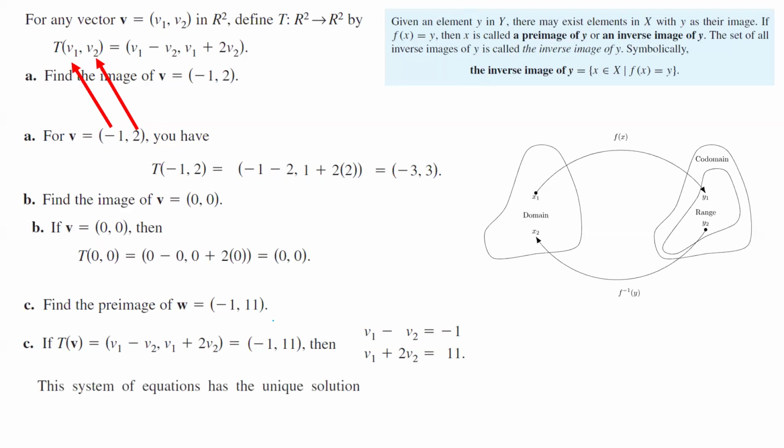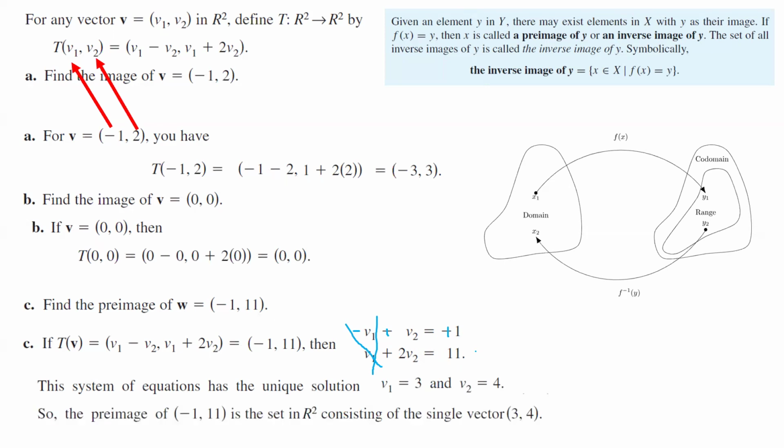This system has a unique solution. What you can do is multiply the first equation by negative, to get negative v1 plus v2 equals 1. If you add this together, you get 3v2 equals 12. So v2 becomes 4 and v1 is 3. So you can say that the preimage or inverse image of -1 and 11 consists of the single vector 3 and 4.